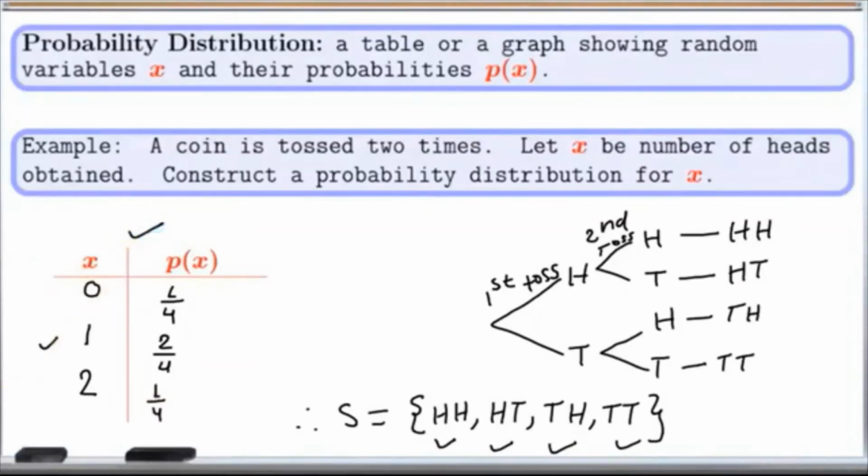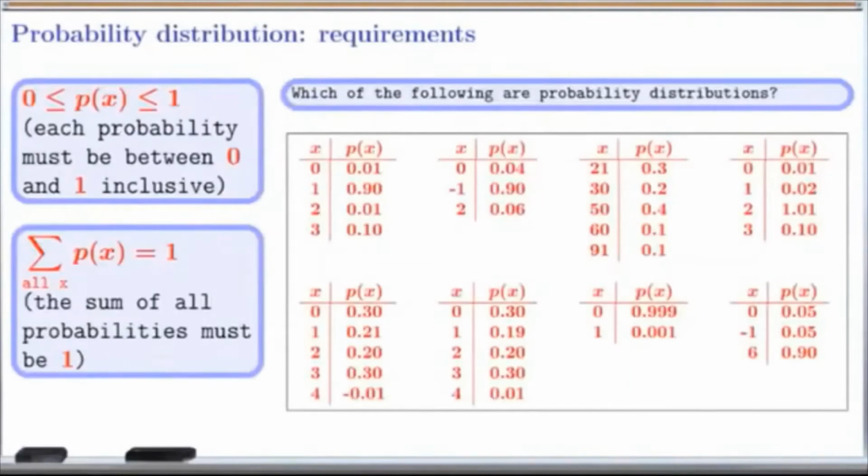Now let's look at probability distribution requirements. For a probability distribution, we have these two requirements. The first one is that its probabilities must be between 0 and 1 inclusive. And the second one is that the sum of all probabilities must be 1. So here we need to find out which of the following are probability distributions.